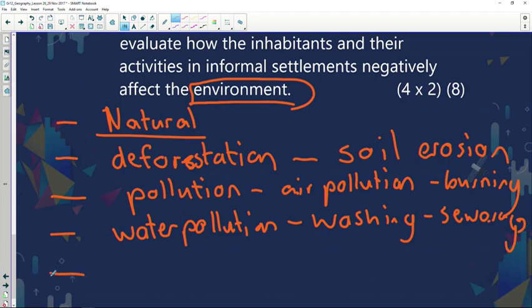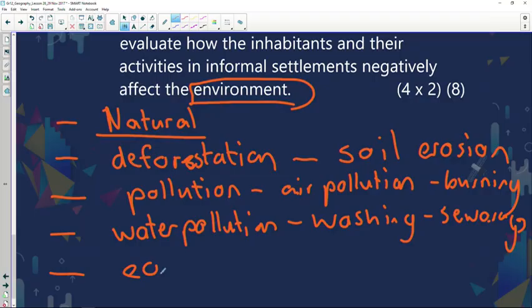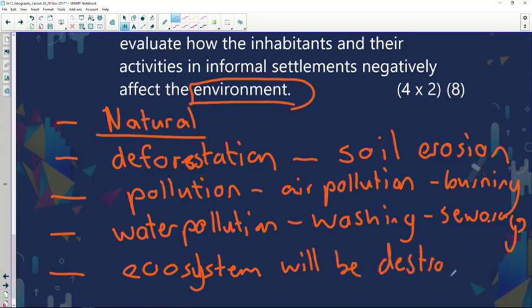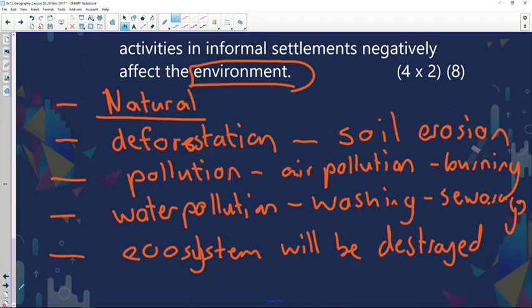And eventually, because deforestation is taking place and because they're polluting the air, and because they pollute the river systems, what's going to happen with the ecosystems? The ecosystem is going to be destroyed. If you look at all the plant and animal species, because deforestation has taken place and because of the water pollution, the ecosystem will be greatly affected.